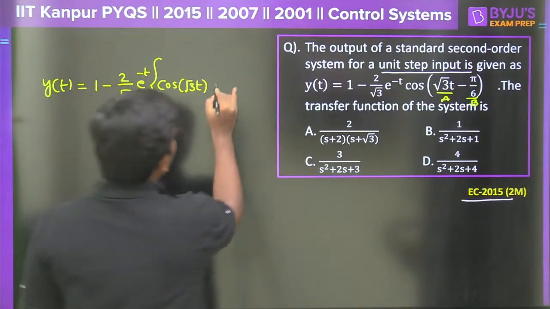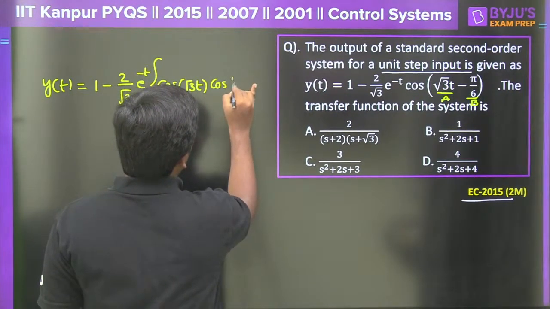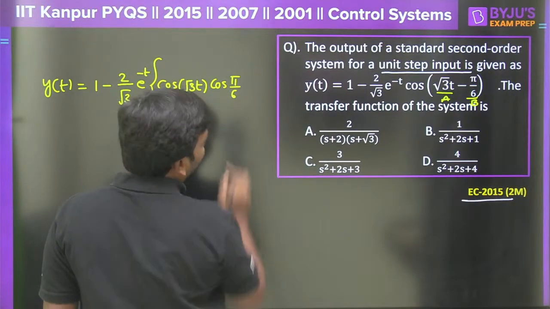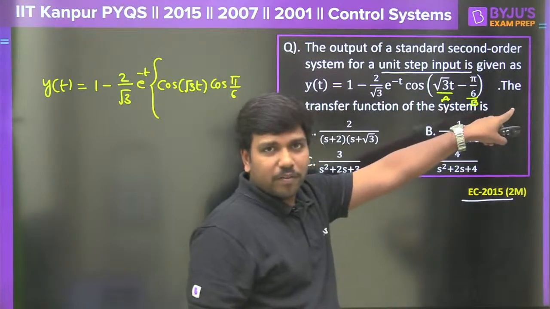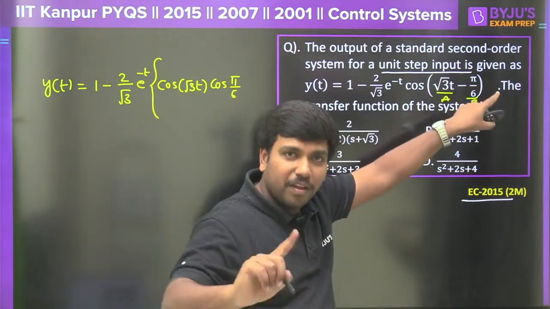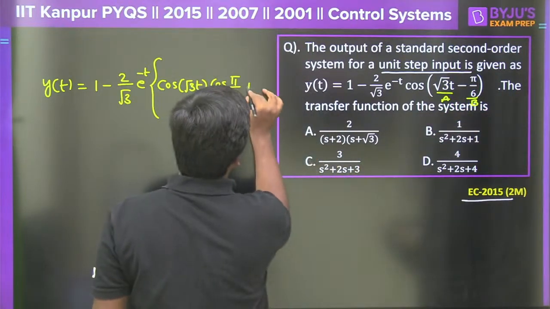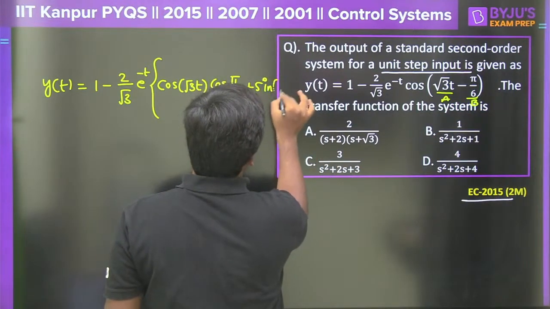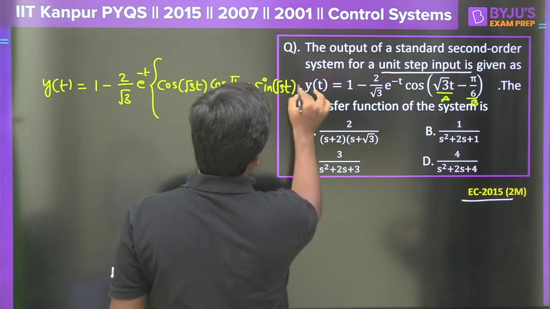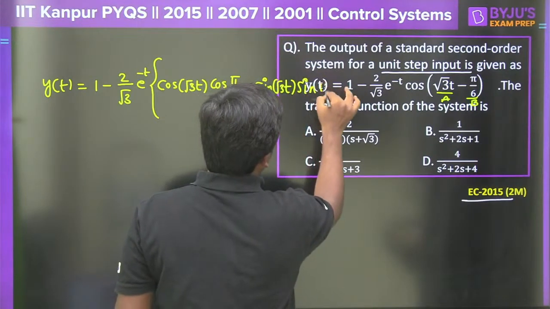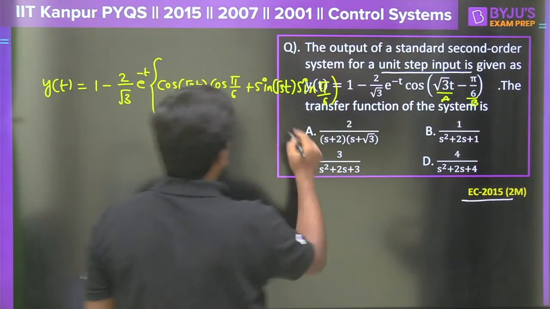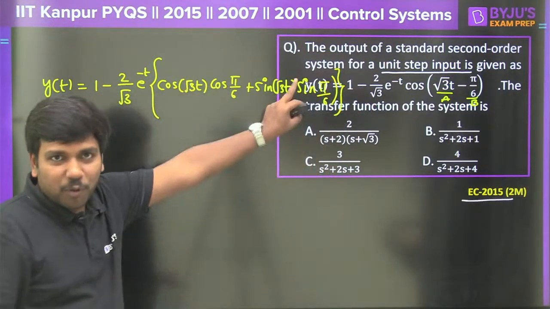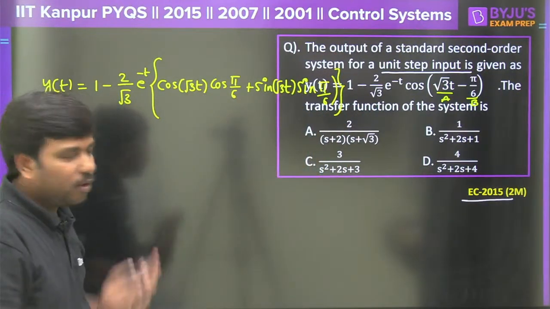Cos A into cos B. Cos B is how much? Cos of pi by 6. Very good. And cos(A minus B), what is that? Cos A cos B plus sin A sin B. Correct? So I should write this as sin of root 3 t into sin of pi by 6. Please consider this sin of pi by 6. Of course, this is a little horrible to see, but I have limited space.